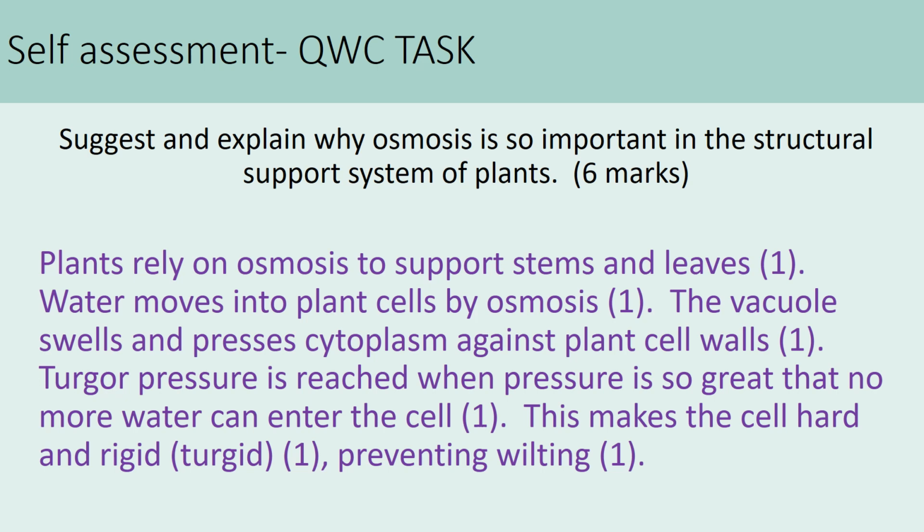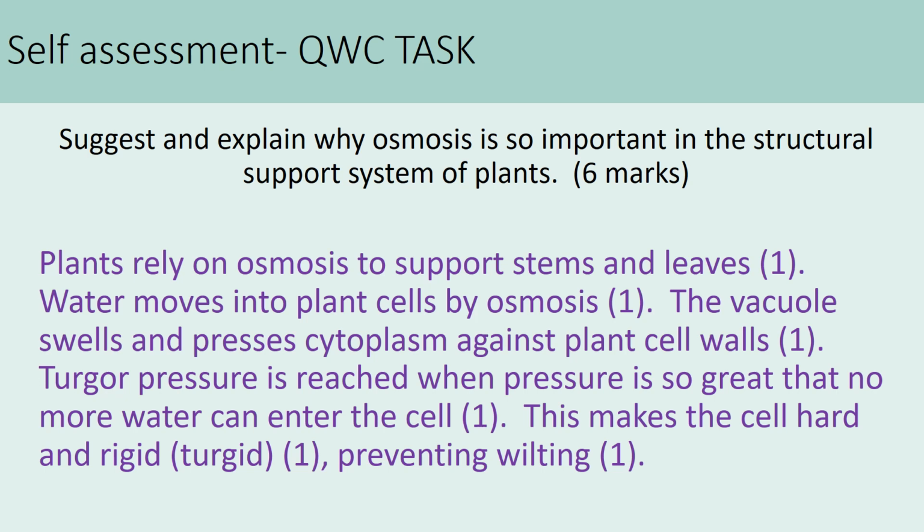So plants rely on osmosis to support stems and leaves. So if you've said anything in your answer about it supporting or keeping upright the plant stems, or keeping upright the leaves, keeping open the leaves, then that would be a point. If you said about water moving into the plant cells by osmosis, then that too would be a point. The vacuole swells and presses the cytoplasm against the plant cell walls. So you might have said that when water enters the plant cells, it increases the turgor pressure, or increases the pressure inside the plant cell, making it rigid.